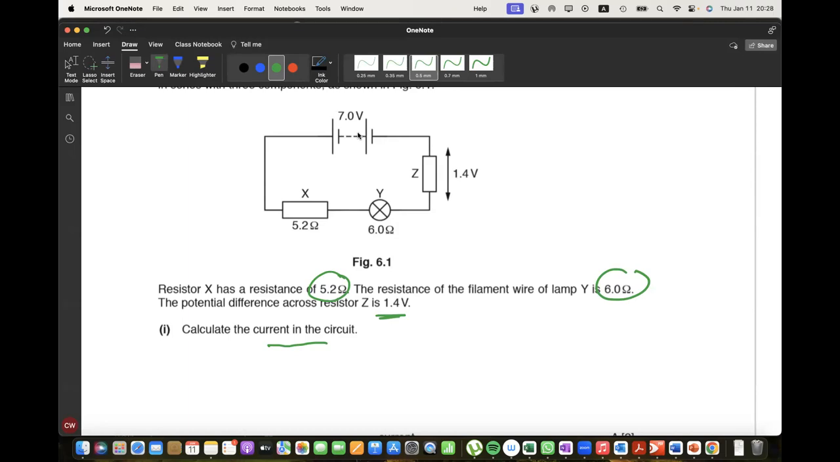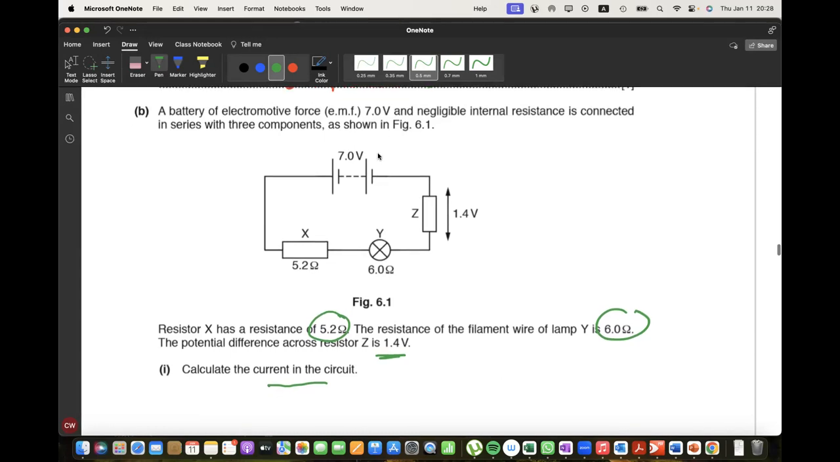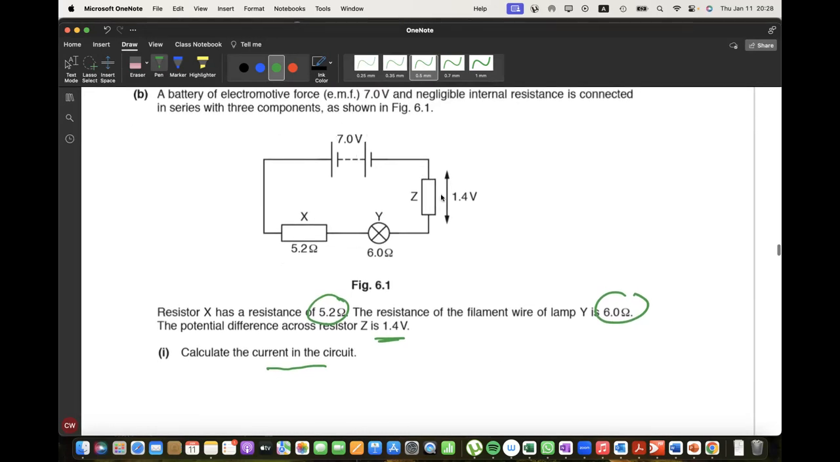0.12. 0.125. Not correct. Not 5, close. Okay, this is EMF supply. You see the supply.